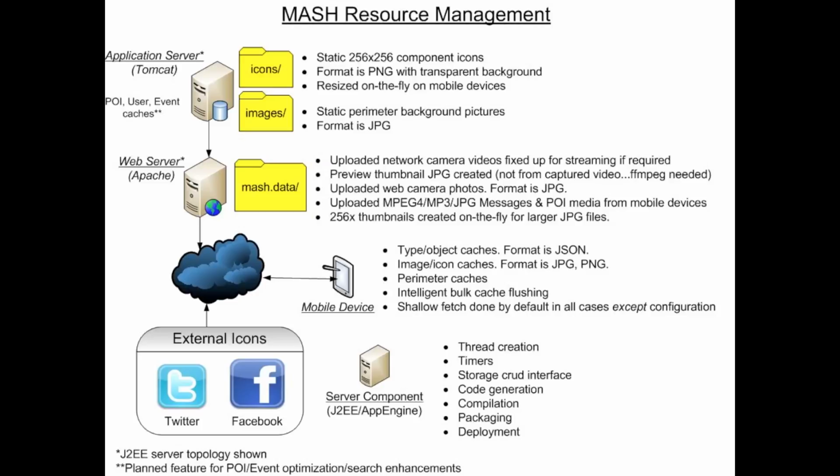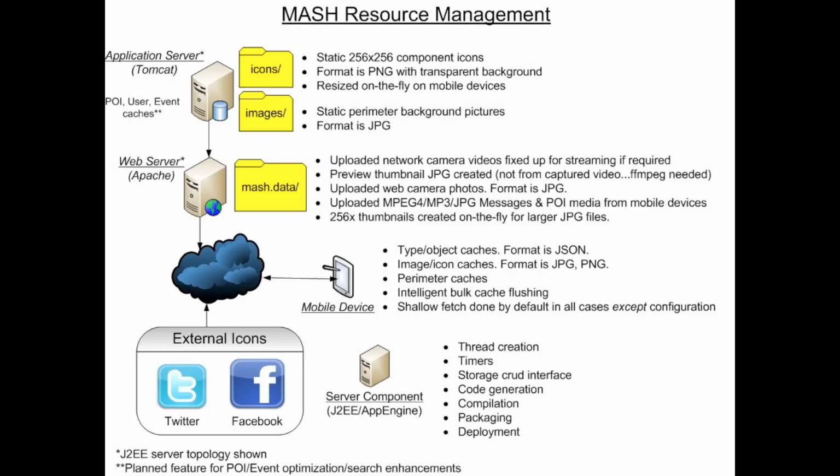And we have external resources which are acquired from things like Twitter accounts and Facebook accounts. Once we go to the mobile device itself, we can see type and object caches. Once they're retrieved from the server, they're cached on the mobile device. Currently it's an in-memory cache. Shortly we'll write certain static files to disk, which seems appropriate. The format of all the mobile device object caches is of course JSON. For image and icon caches, it's JPEG and PNG.